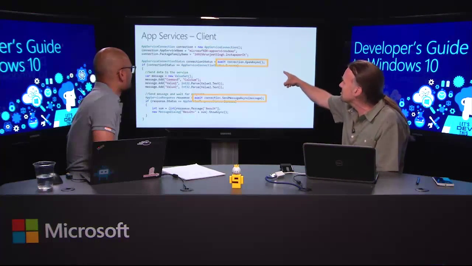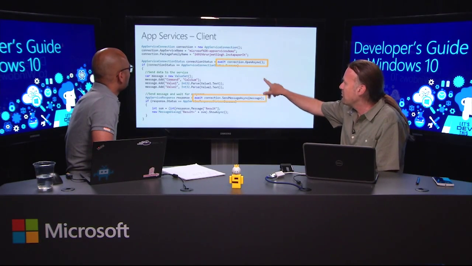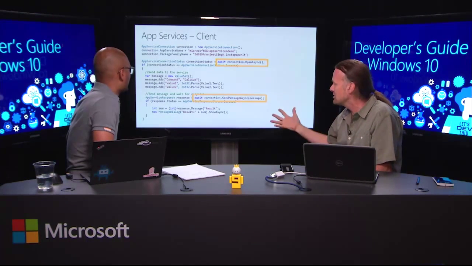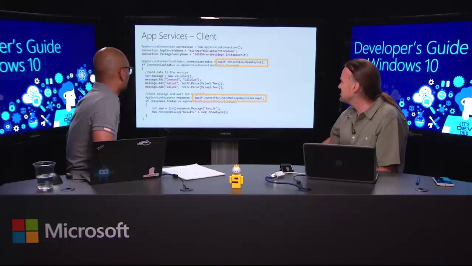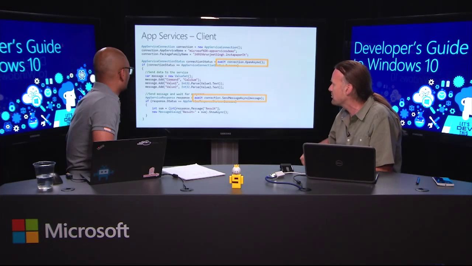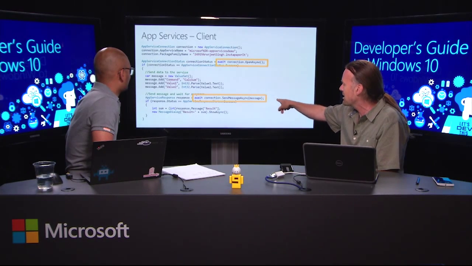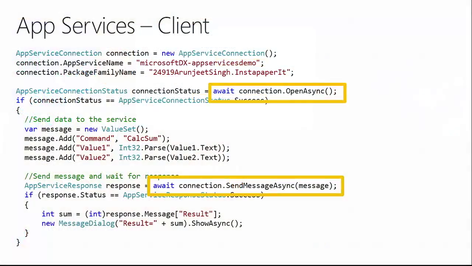You then open a connection to it, open async. If that's successful, you cook up a value set object, which is just passing data from the client to the service, pairs. Then you call connection.sendMessageAsync and wait for the response to come back from the app service. Once that awaitable call completes, you've got your response back and you can do something useful with it, like put it in a message dialogue.